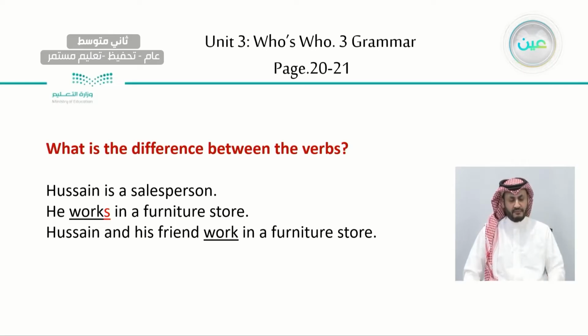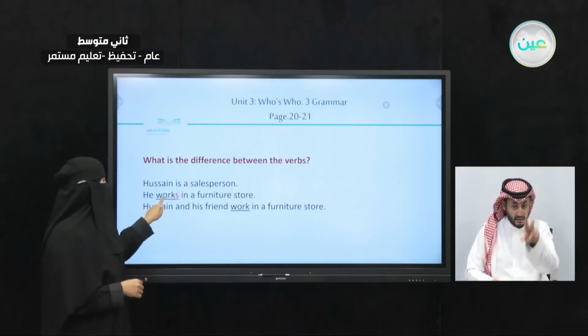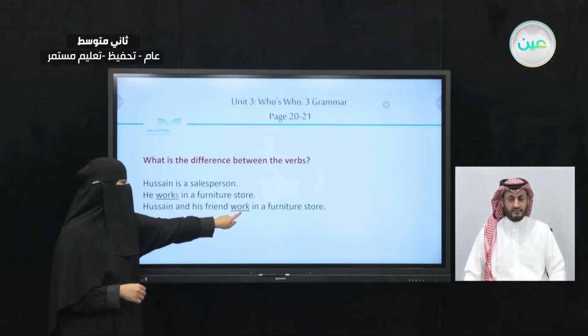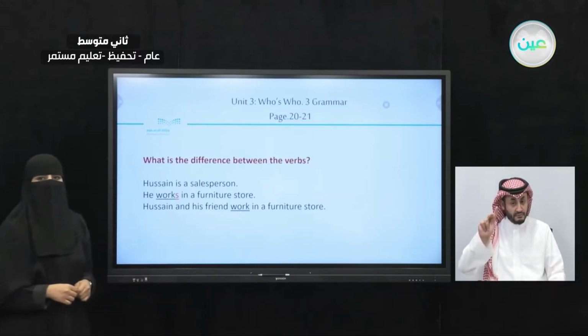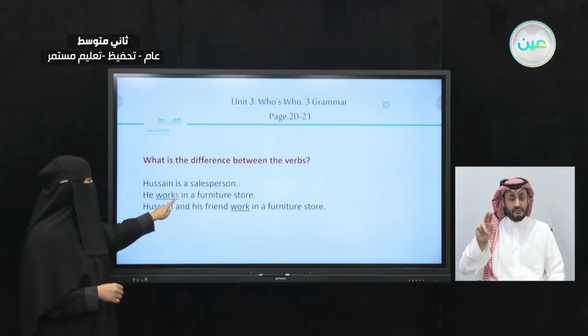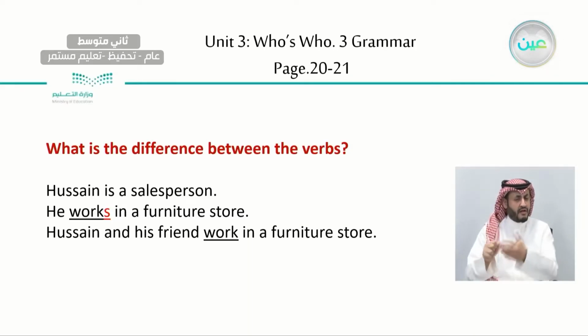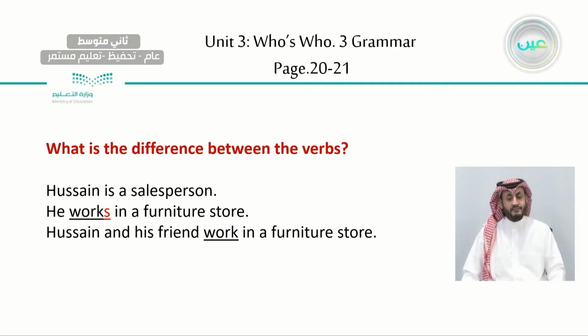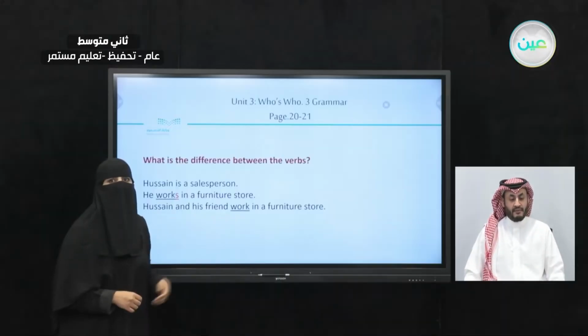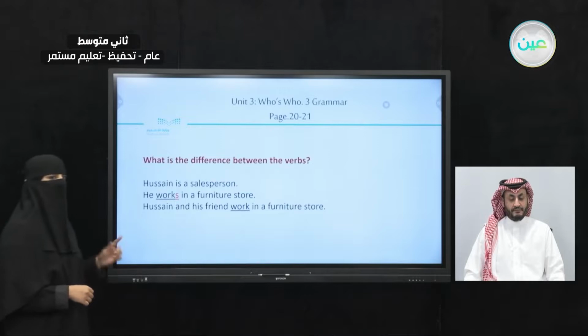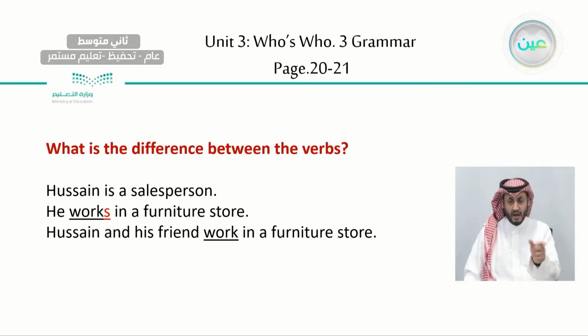What is the difference between the underlined verbs here? We have works and we have work. The difference here is with the letter S. Why did we write the verb with S in this sentence and without S in this next sentence? That's what we are going to do in today's lesson.